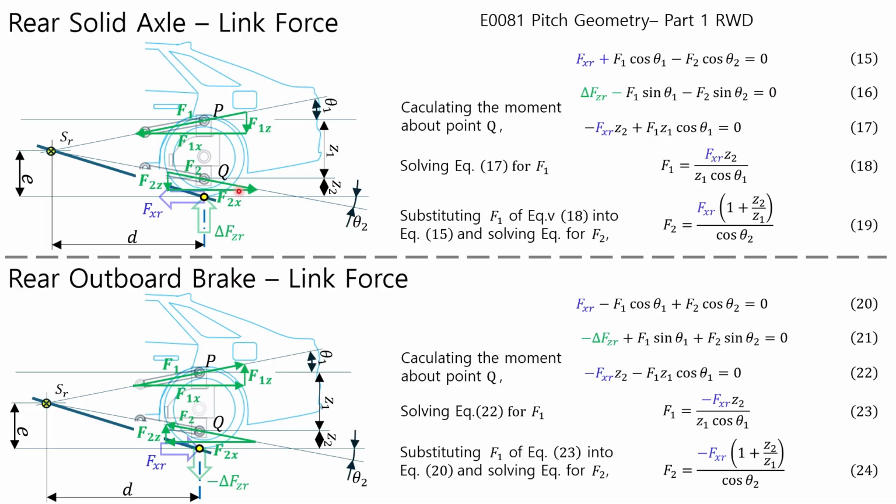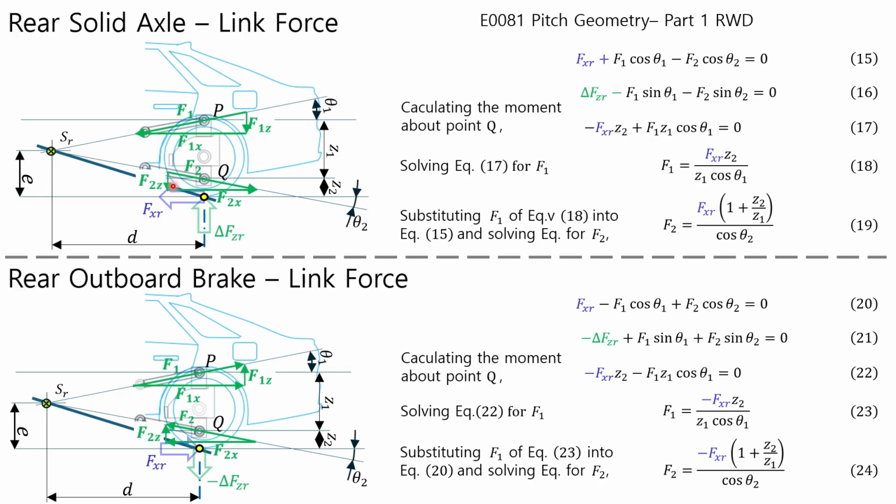Equation 15 expresses that the driving force, FXR, must be in equilibrium with the resultant force of the horizontal component of the force, F1, acting on the upper arm, and the horizontal component of the force, F2, acting on the lower arm. Next, equation 16 can be derived from the equilibrium regarding the vertical components of all forces acting on the rear suspension links.